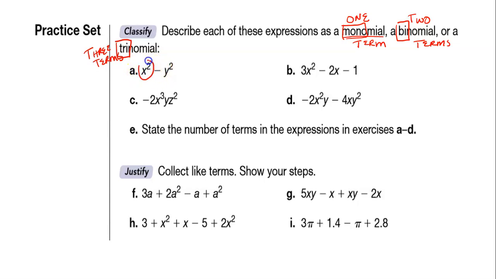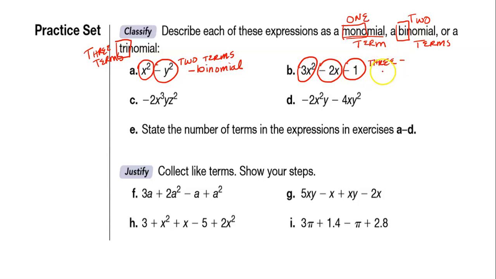For example, in A, this is a term and this is a term. So we have two terms, which makes this a binomial. Okay, over here we have one, two, three terms, which would make it a trinomial. Okay, here we only have one term, even though it's a rather large term. We're not adding or subtracting anything else. So it's just one term, which makes it a monomial.